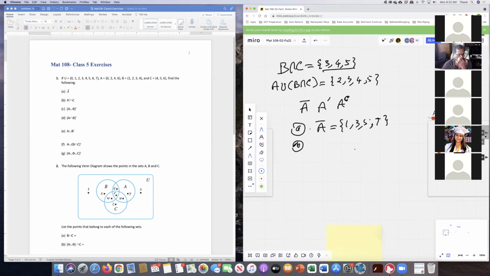Okay, we move on to part B. It says A prime intersection C. Now, for that, you need to find A prime. We already have A prime found in the previous part. A prime and A bar are the same thing. So A prime intersection C is the question.